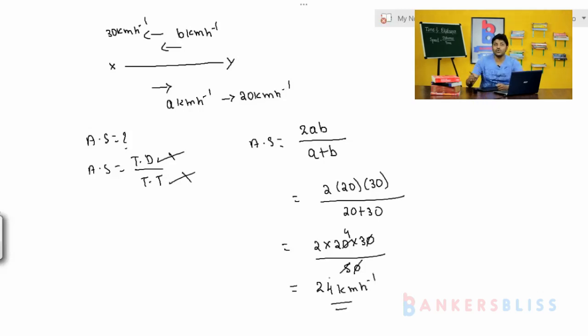But few people make a mistake. They are going to take the average like this, 30 plus 20 by 2, which is equal to 25. This method is wrong. Actually, the average speed is 24 kilometer per hour, not 25 kilometer per hour. So, you have to be very careful while calculating the average speed. Okay. So, in this example, we have identified how to calculate the average speed. They have not given the distance, they have not given time. So, average speed will be 2AB by A plus B.